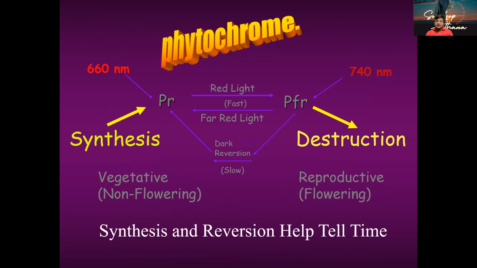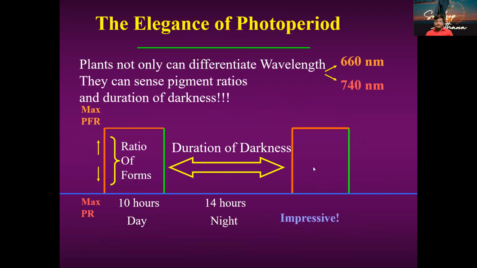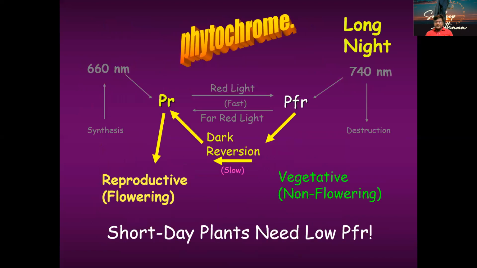So this is how this phytochrome is going to play a very important role. Which one is going to be more decides whether the flowering is going to take place in that particular condition or not. So in the elegance of the photoperiod, plants not only can differentiate the wavelength, we look at over here 660 and 740, and alternatively they can convert into the PR and the PFR form, and the ratio of the forms will change over a period of time depending upon the light length or the dark length alternative.